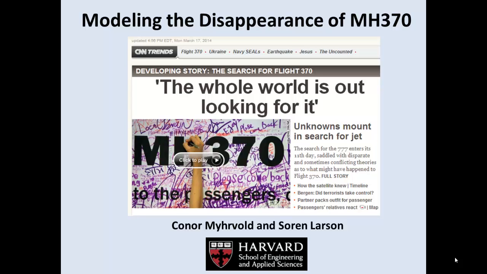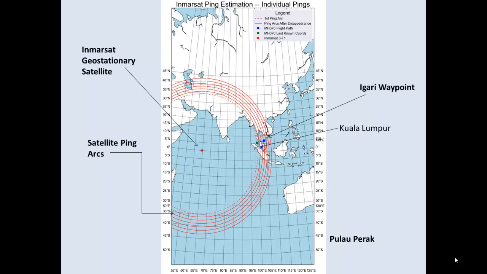We don't know where it is for sure, but we ought to be able to tell where MH370 is more likely to be, and less likely to be. We can do this because we know several key specifics. We know where MH370 deviated from its flight path, at the Igari waypoint. We know where it was last visible to radar, near Pulau Perak, and from the two locations, the direction it was headed during that time period, to the west and slightly south.